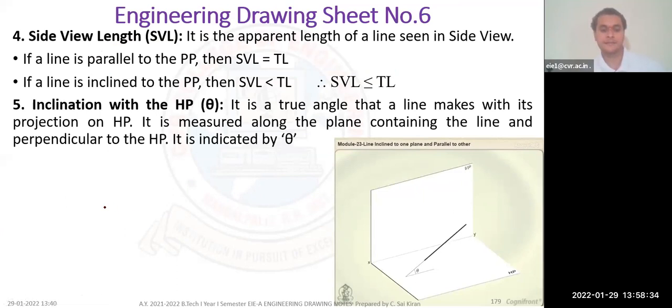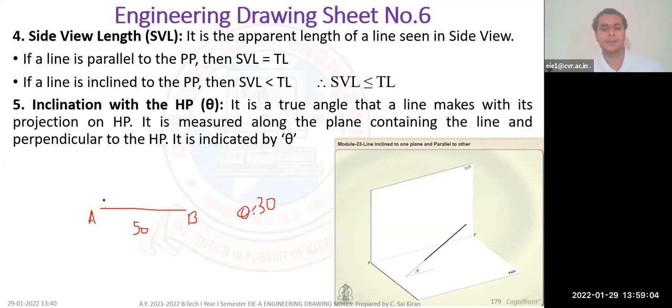Suppose this is my line, which is 0 degrees to HP. This is my letter A and letter B for the line, for example. Now I'm giving some inclination. This is my radius, suppose 50 mm. Now I'm giving an inclination of 30 degrees. Listen carefully.